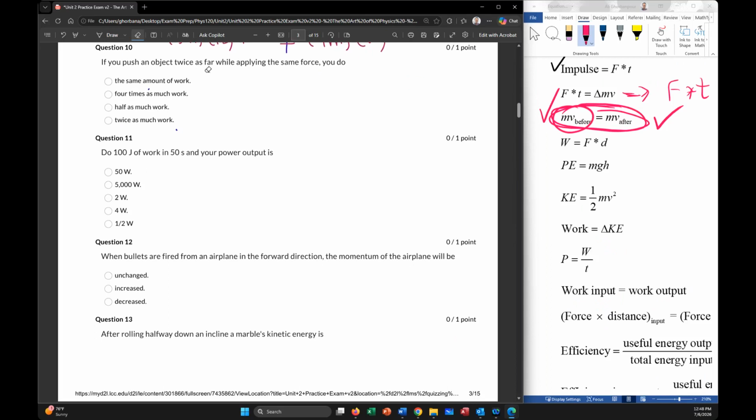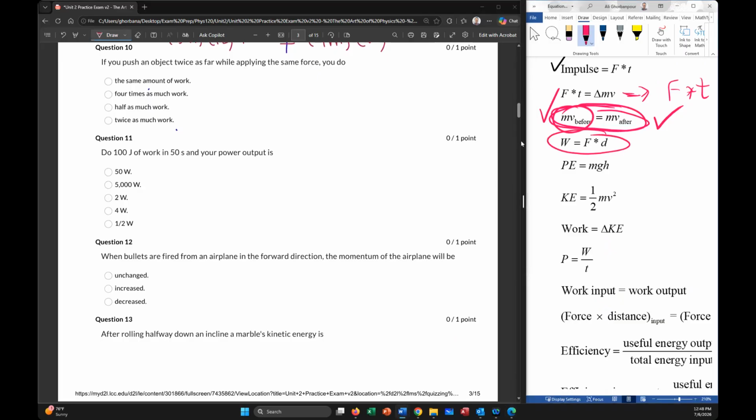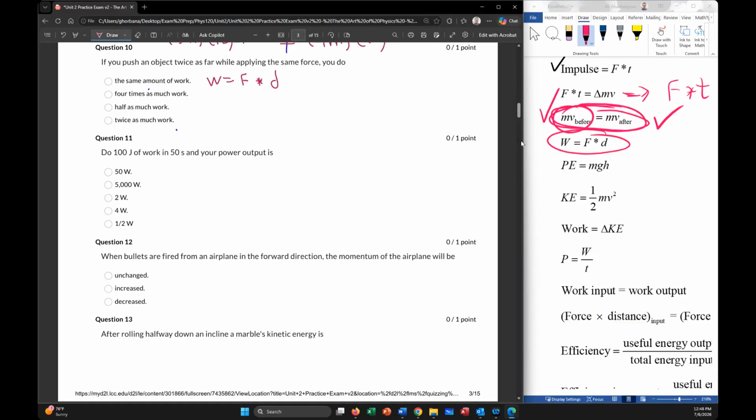If you push an object twice as far while applying the same force, it's talking about the work. What is the work formula? The work formula is this: work is force multiplied by distance, good? What is it telling us? If you push an object twice as far, if you were pushing this object with this force and it moves d, and you want to push the same object to move 2d, what do you need to do?